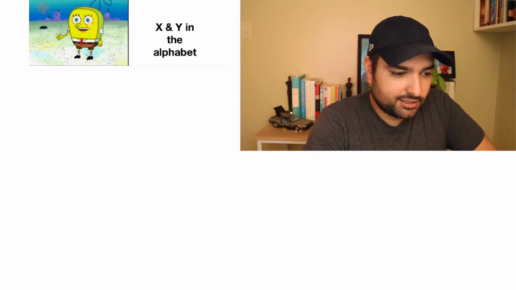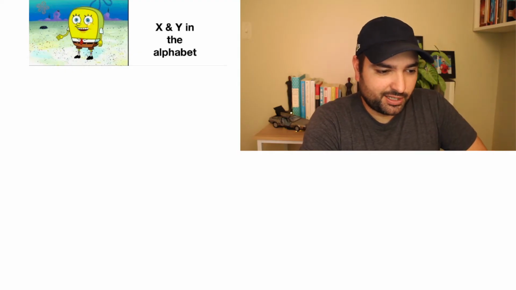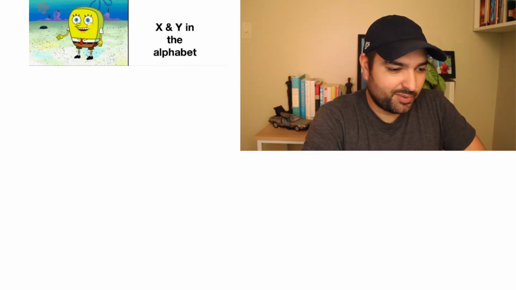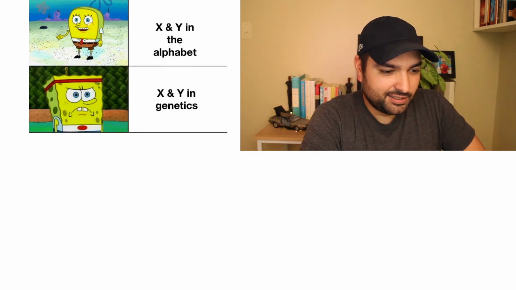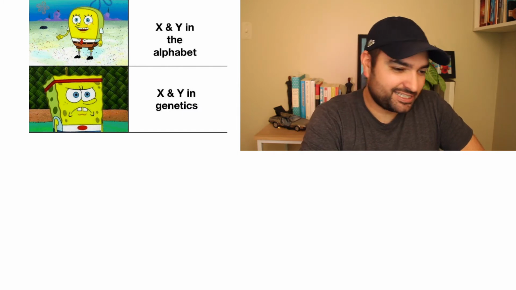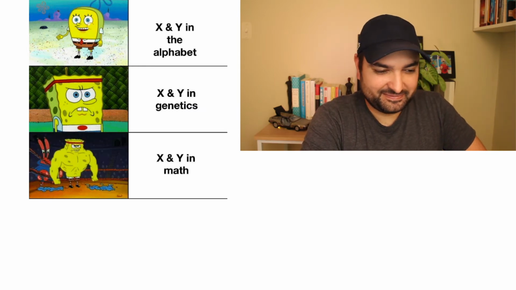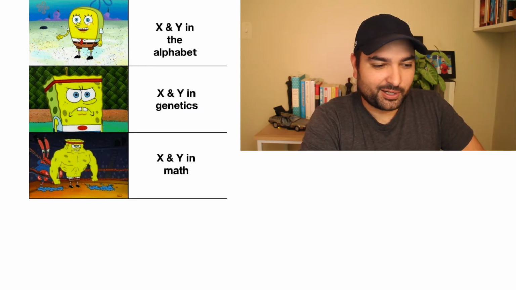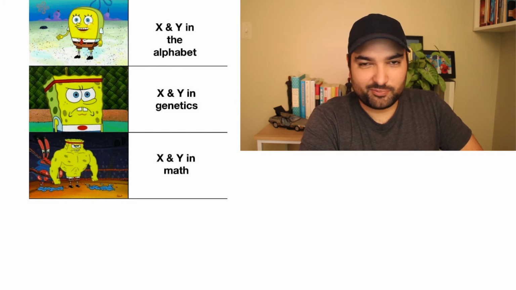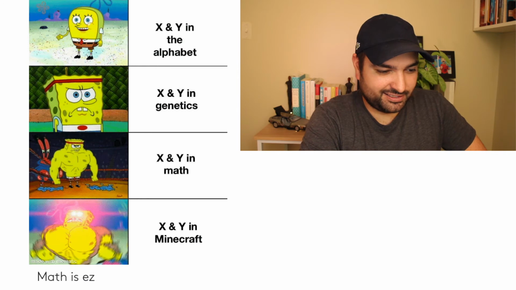Got like a young SpongeBob? I like how he's like a rounded head kind of thing and big eyes and lashes. Yeah, I'm just learning the alphabet kind of thing. X and Y in genetics. I'm assuming this means chromosomes. I don't know why he looks all mad like that. Yep, pretty much X and Y in math, so now we're getting pretty, yeah, this is big brain time. Finally.